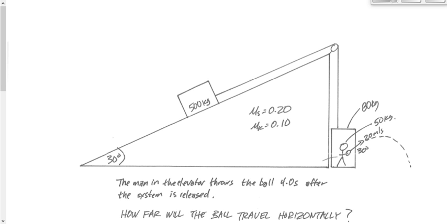But regardless of what happens, 4 seconds after it's released, so 4 seconds after I let this thing go and do what it does, the man throws the ball at an angle of 30 degrees from the horizontal at a speed of 20 meters per second. Your question is, how far does the ball go? Where does the ball land right here? What's this distance?